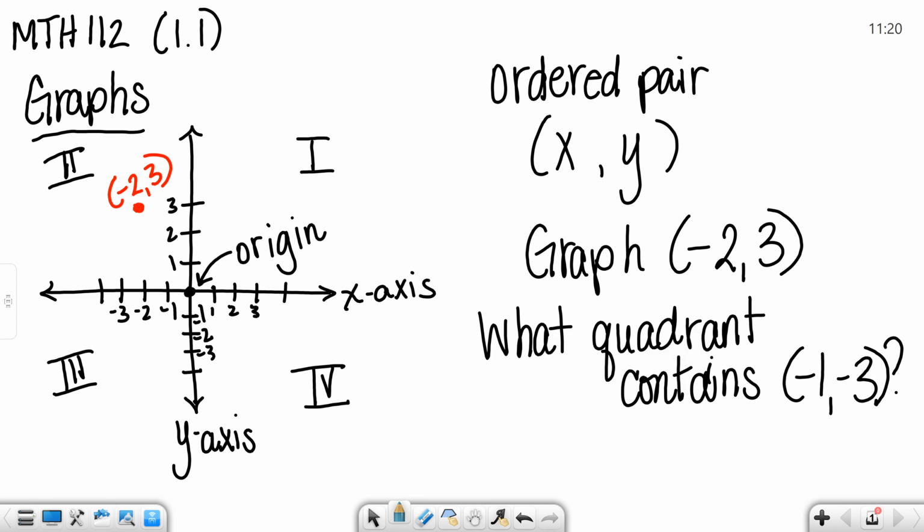So let's say I use a blue, and I come over here and I look at the origin is where I would begin. I go to the left 1 and then down 3. So this would be where that ordered pair is, -1, -3. So the question is, what quadrant contains it? And so this would be quadrant 3. Contains that ordered pair.